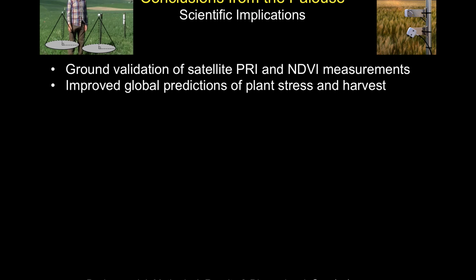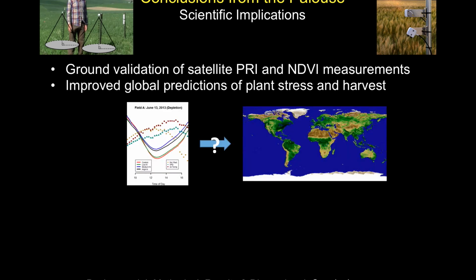So conclusions from the Palouse continued, looking at the scientific implications. I think this type of work is really important for ground validation of satellite PRI and NDVI measurements, and ultimately this could improve global predictions of plant stress and harvest metrics.